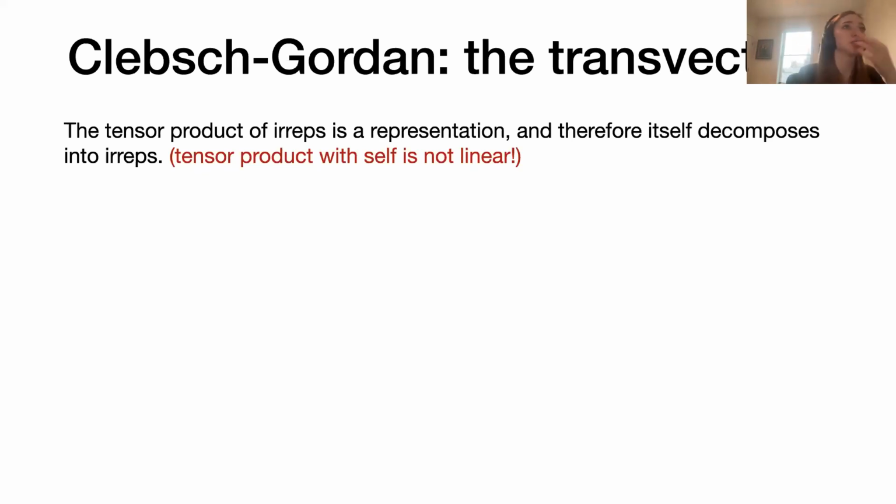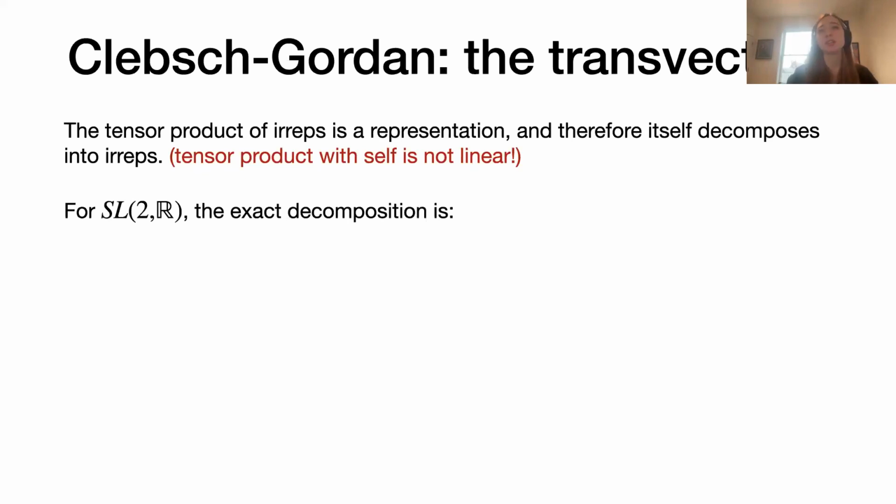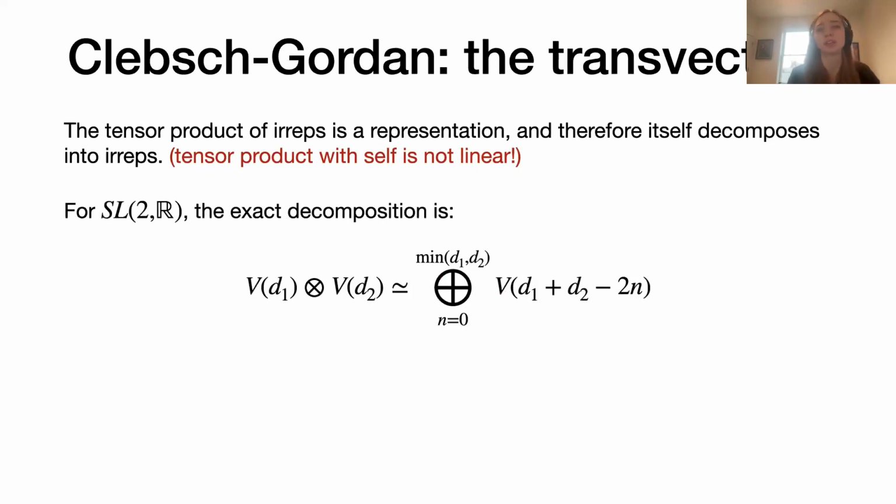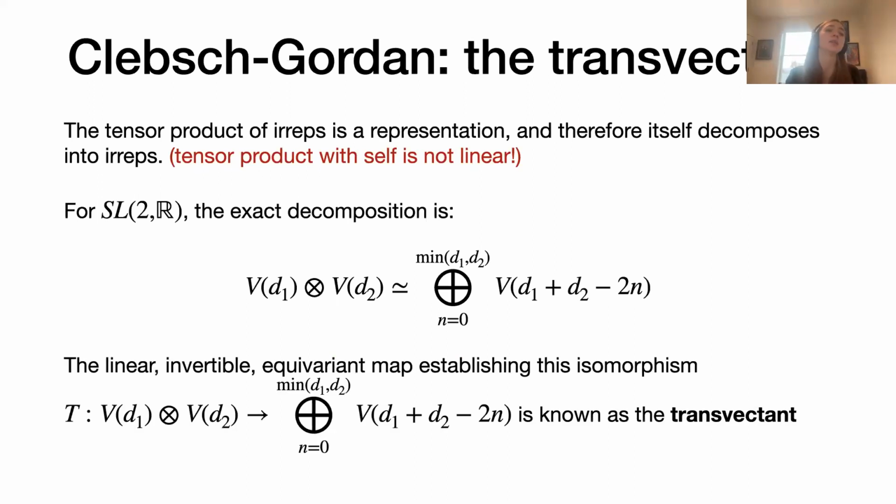And for, I guess, the connoisseurs, the tensor product of irreps is itself a representation, which means it decomposes back into irreducible representations. And this precise decomposition for SL2R has actually been studied previously in a sort of disparate, non-equivariance literature. And it tells you exactly how when you take two of these vector spaces, which consist of different degree homogeneous bivariate polynomials, you take the tensor product of those vector spaces, you get out something which is isomorphic to a direct sum of other degree vector spaces. And in particular, this equivariant map that establishes this isomorphism is well known, and it's called the transvectant.